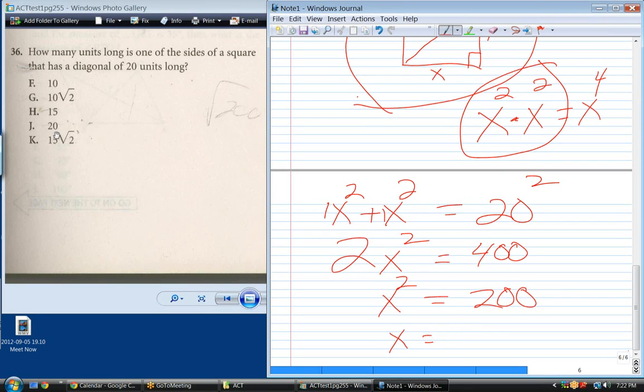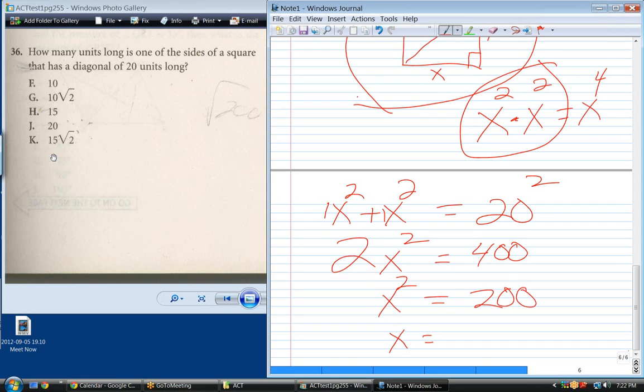14.14213. Notice that that's not an answer on there. In other words, that calculator is going to help you sometimes, but it's really going to hurt you sometimes also. I guess you could take that answer and figure out which of these is equal to that number. It's not a bad way to go.